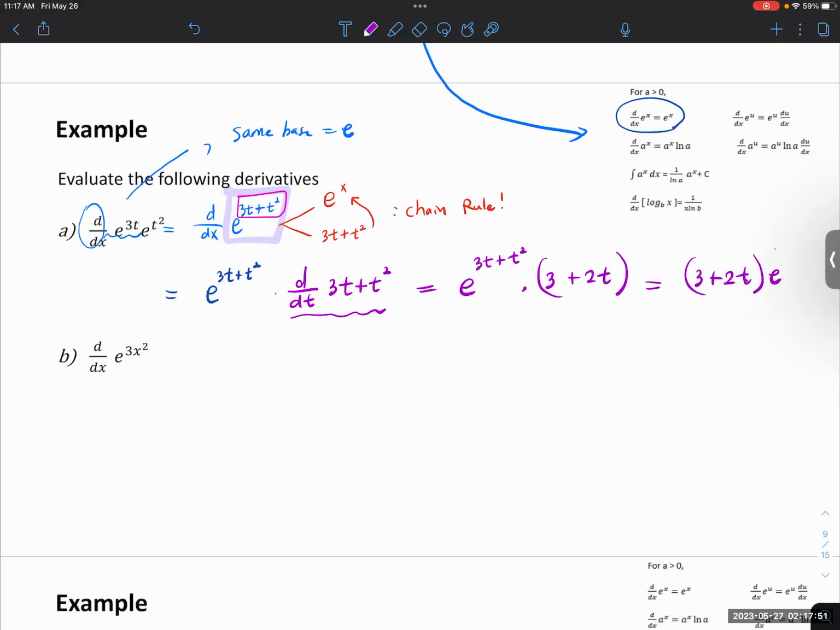E to the 3t plus t to the second will be the answer. So this is a chain rule. E to the x form, and 3t plus t to the second has been subbed. So as you see that, this is outside, this is inside, derivative. Outside, this is inside. Gotcha.